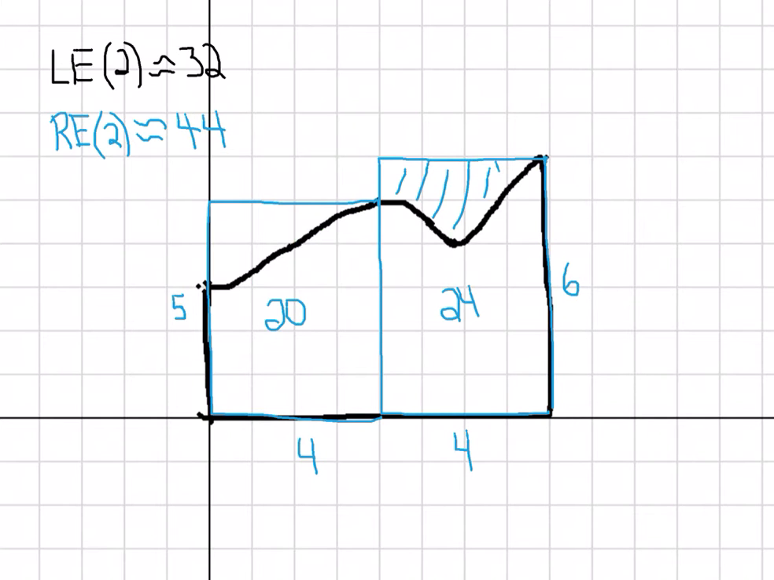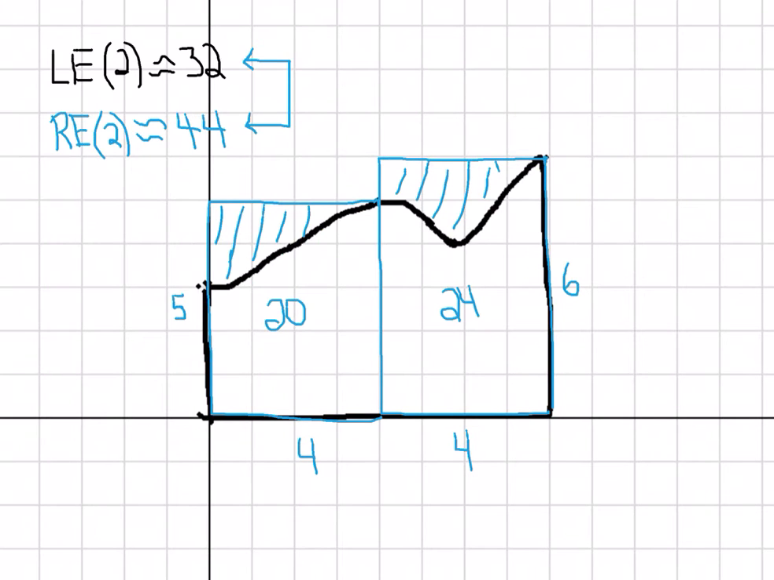Because if you think about it, this left end was short. The estimation was a little low because we missed some area. This one, however, is an overestimate because we have some area that we calculated that's not underneath the curve. So this one is a little too high. So we know then our answer must be somewhere in between 32 and 44. Now, we don't have an exact answer, but we at least have an approximate answer.